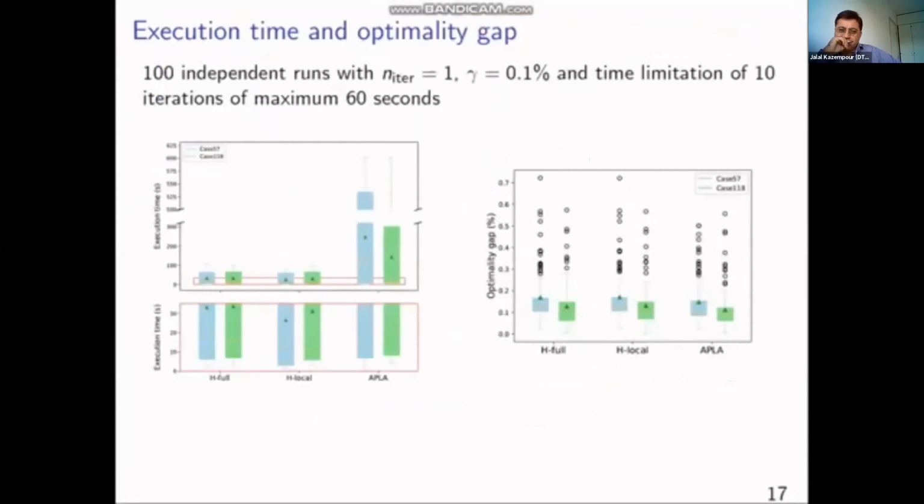If we look at the solution here on the left, we have the execution time, and you can see that both heuristics outperform the APLA by a significant amount of time. You can see here we have box plots because we have 100 trials here, 100 trials there. But if we look at the optimality gap, the APLA is slightly better than the other one, but it is more or less the same with regard to the time differences.